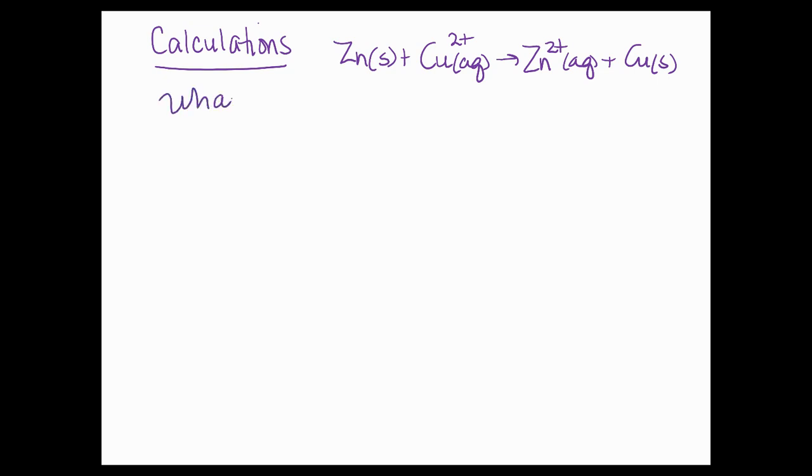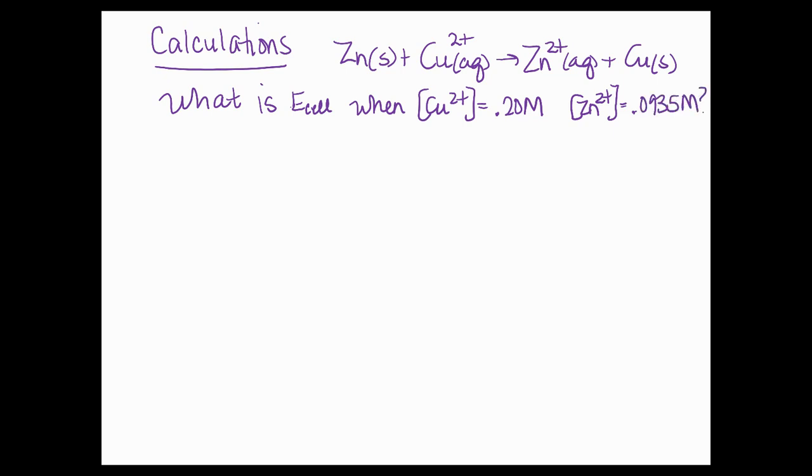What is E of cell when the concentration of copper 2 is 0.20 molar and the concentration of zinc ion is 0.0935 molar? When you see that these concentrations are not standard conditions of 1 molar, then you know that you need the Nernst equation.